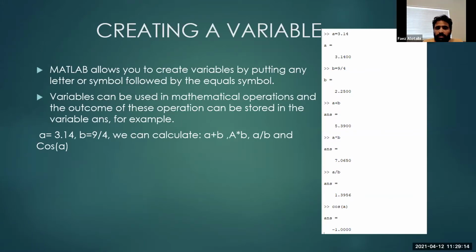We have different ways to create a variable. We can name a variable that would be a number or a simple letter. Then we follow that by the equals symbol. And this we can name whatever variable we need. For example, if we name the variable a to equal 3.14, that is pi, or for example, also b equals 9 divided by 4.